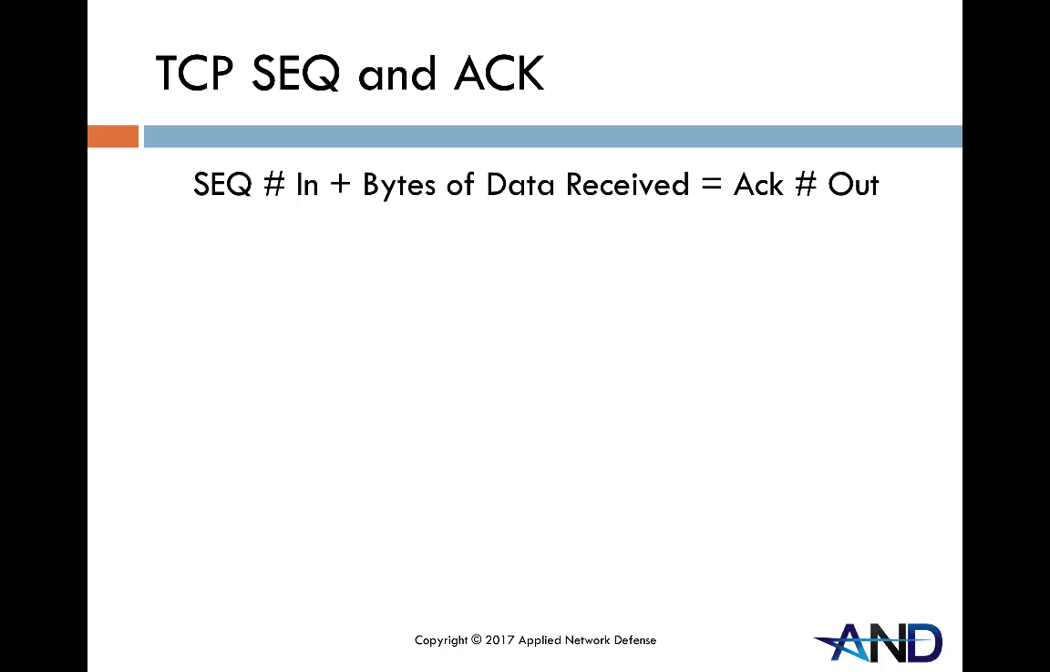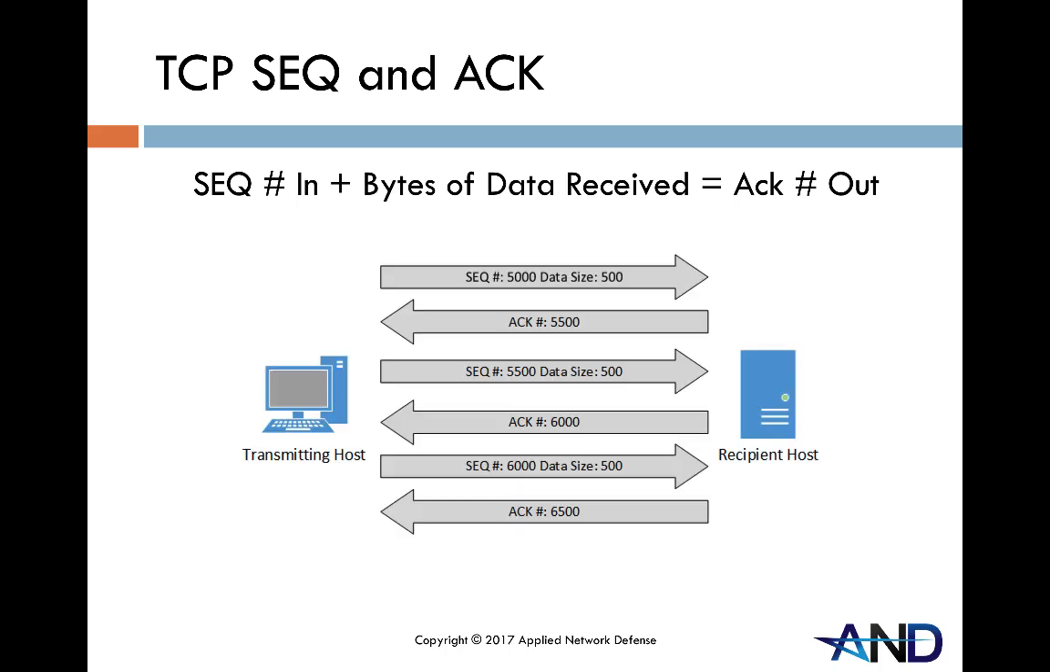So let's go through an example that demonstrates this and demonstrates how sequence and acknowledgement numbers work. In this case, this is the same example from the TCP section where we have a transmitting host and a recipient host. The transmitting host is sending data, and it sends a packet with a sequence number of 5,000 and a data size of 500 bytes. The recipient will take this information and follow this formula. Sequence number in, which is 5,000, plus data bytes received, which is 500, add those together, so 500 plus 5,000 is 5,500, and that equals your acknowledgement number out.